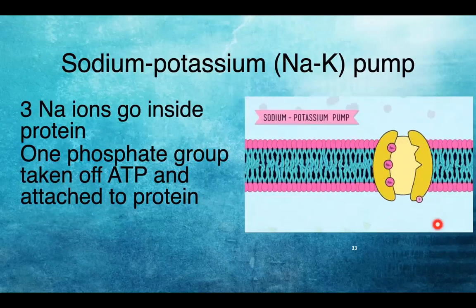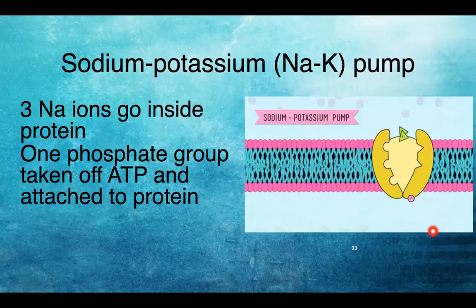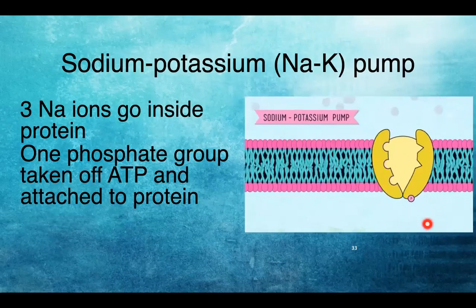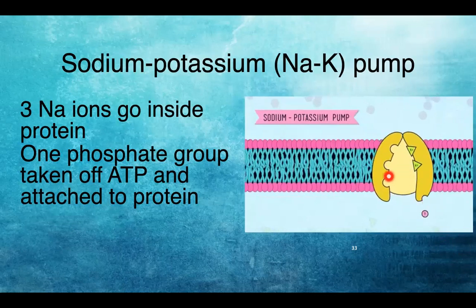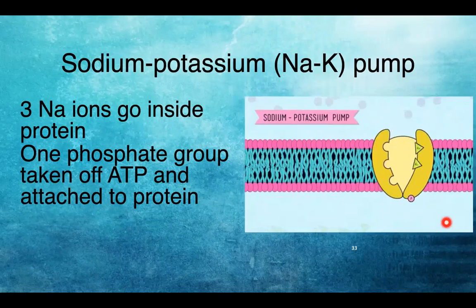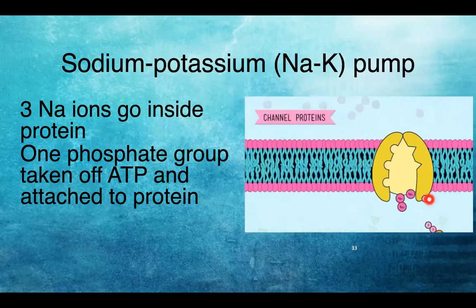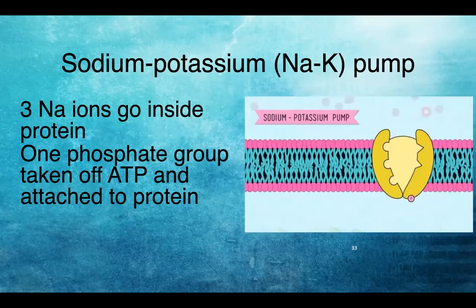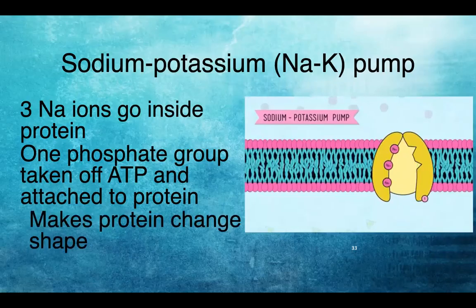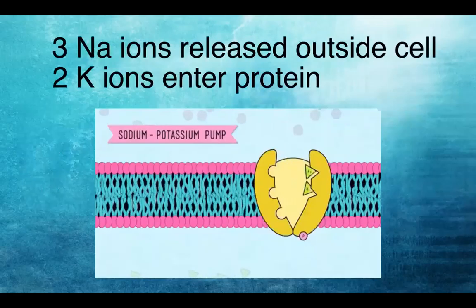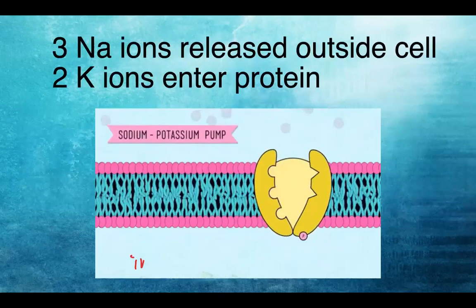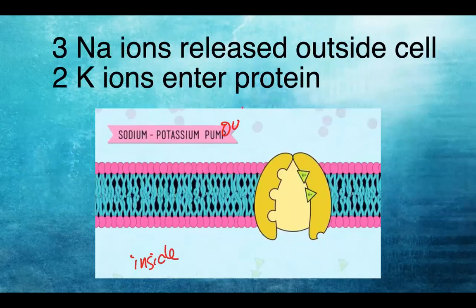Right in the beginning, you can see it's kind of cut off because I just have it on a loop, but you can see the ATP kind of dropping off. So as soon as the 3 sodium ions go in, then you've got the ATP, which releases the phosphate. The phosphate changes the shape of the protein. Now, after that, the 3 sodium ions are released to the outside of the cell. So it's important to understand this is inside, this is outside.